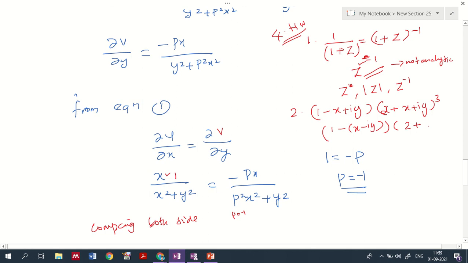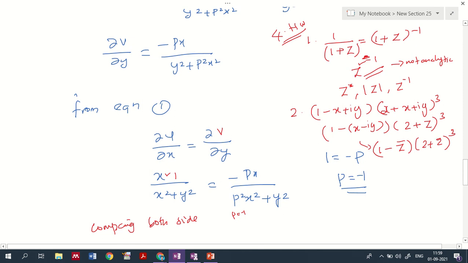x plus iy means that is z, right? Okay. So what is x minus iy? x minus iy means what? That is 1 minus z bar, right? x minus iy means it is the conjugate of x plus iy. Okay. So that is 1 minus z bar. This is basically 1 minus z bar into 2 plus z raised to 3.